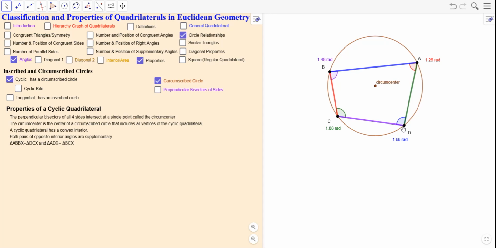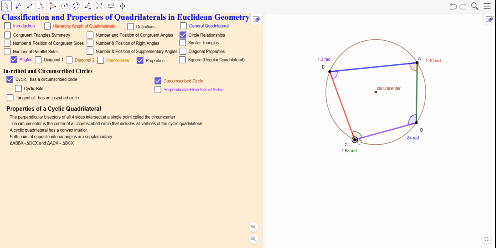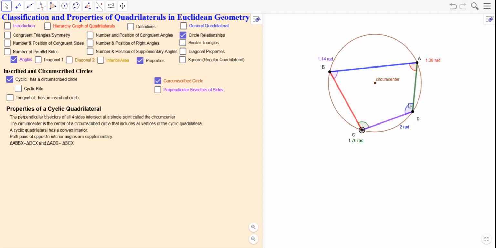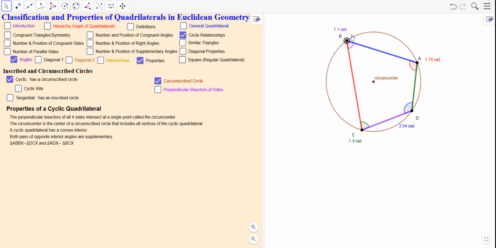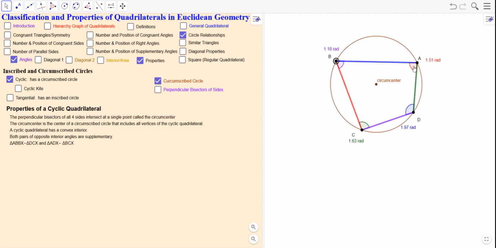Well, how can we see that? Now that we know something about inscribed angles, we can see that each of these angles, the interior angles of our quadrilateral, is an inscribed angle in the circle. So let's just take, say, angle A and angle C. Angle A is going to intercept this arc that goes from B to C to D, and angle C is going to intercept the arc that goes from B to A to D. Each of these is half the measure of the intercepted arc.